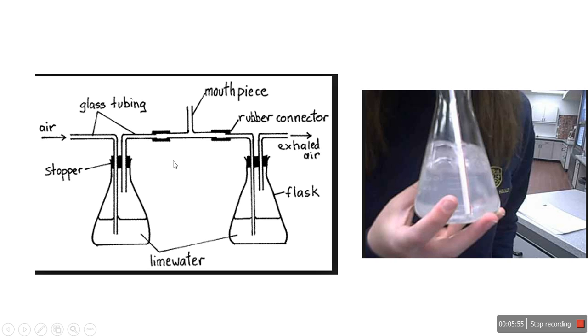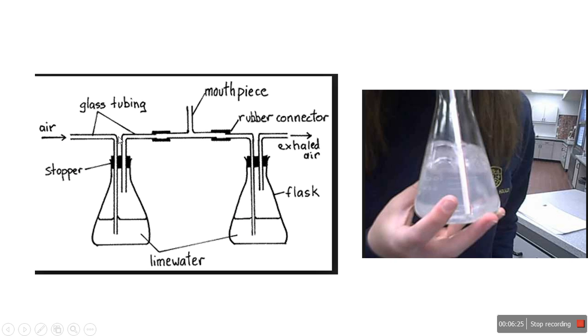All right, now this is a setup to compare inhaled air and exhaled air. You've got a mouthpiece in the middle, connected to two conical flasks filled with lime water. Because of the way the flasks are arranged with this tube like this and this tube like this, as you inhale, the air can't come from this side because it's blocked by liquid. So air comes in via this side.